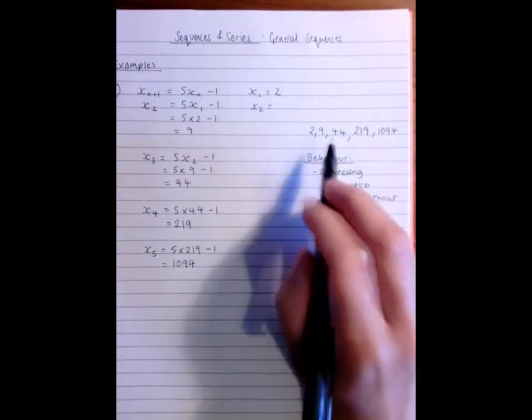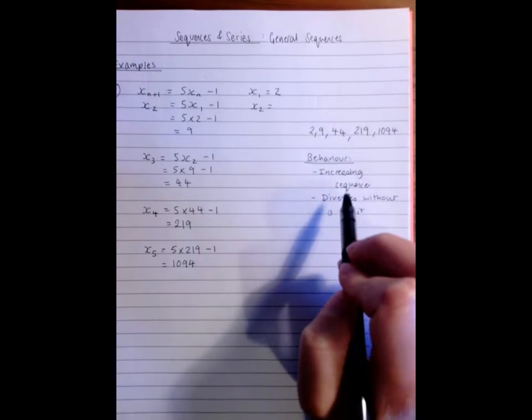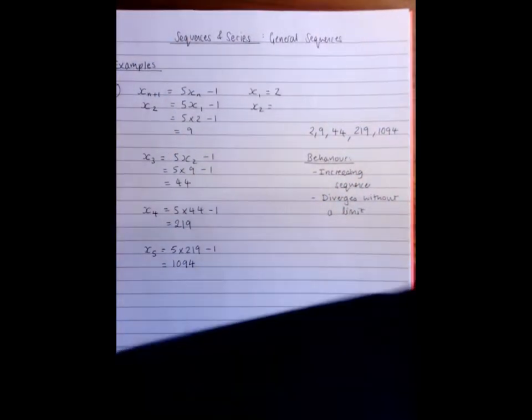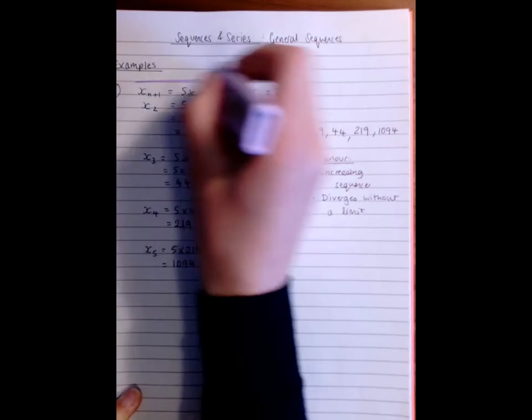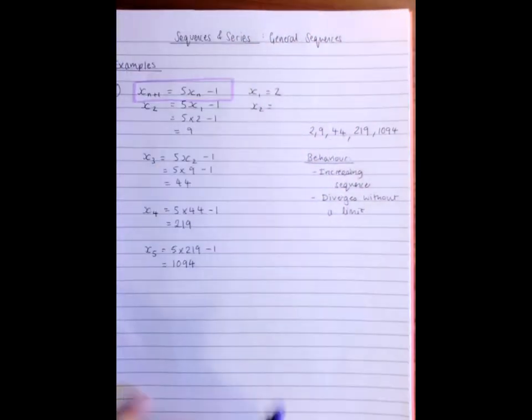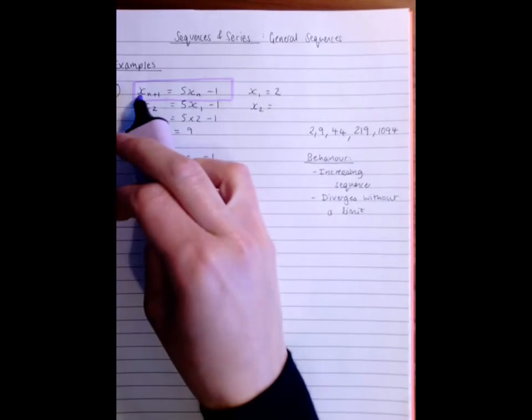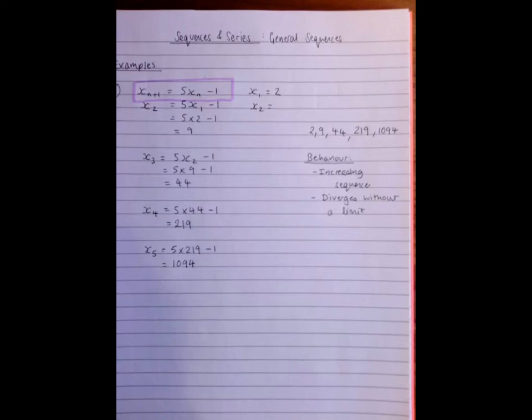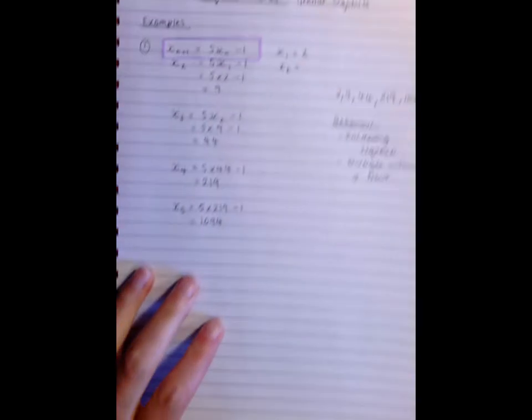Okay, so that's the first 5 terms of that sequence, and then it's what we call its behaviour. And if you remember, this was the rule of the sequence, which said to get the next term, you times the previous term by 5 and then take away 1. Okay, so let's look at another one.